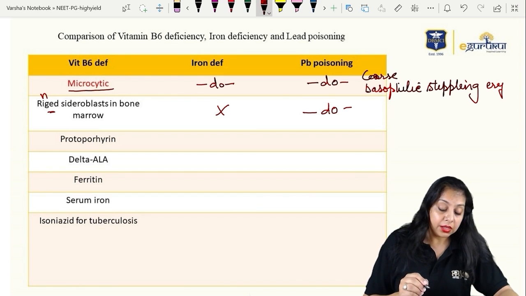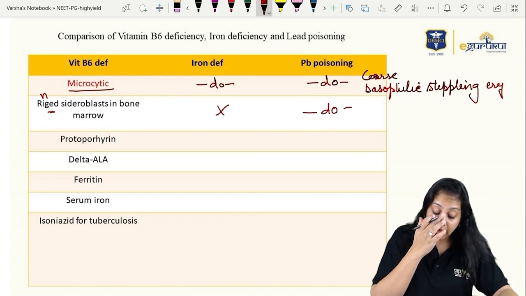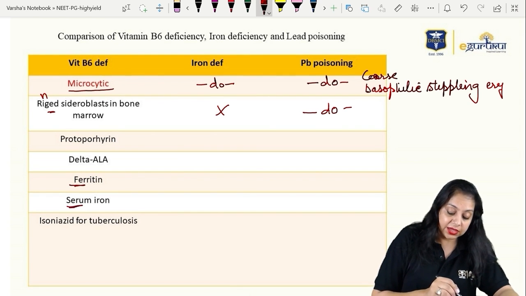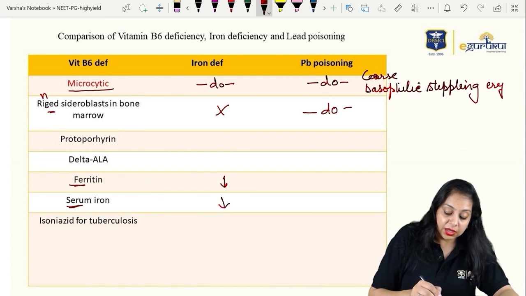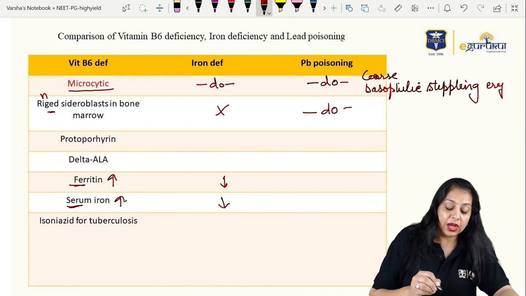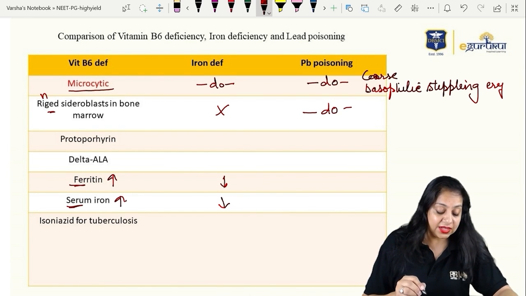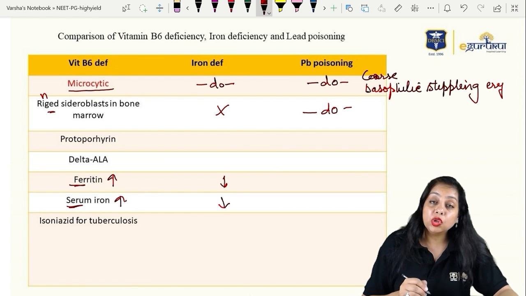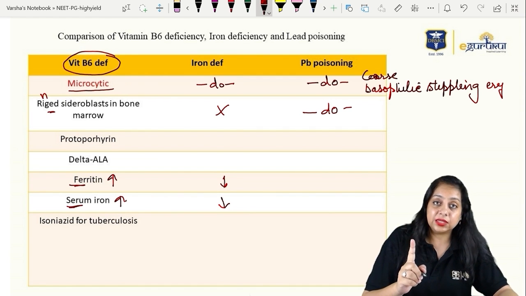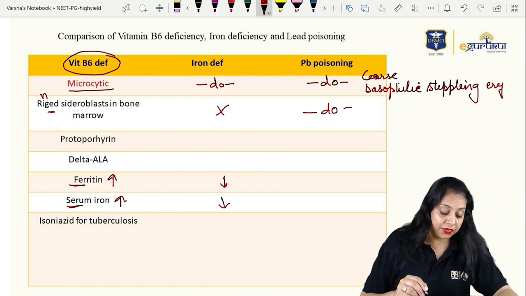What about the ferritin and the serum iron level? In iron deficiency, what do you expect of the ferritin and serum iron levels? They are going to go down. But in vitamin B6 deficiency, these levels will be up. Why? Because now the iron is not being used towards the synthesis of heme. Vitamin B6 is required for the very first enzyme in heme synthesis. If B6 is not there, that first enzyme is not working, and that will lead to elevated levels of ferritin and serum iron.